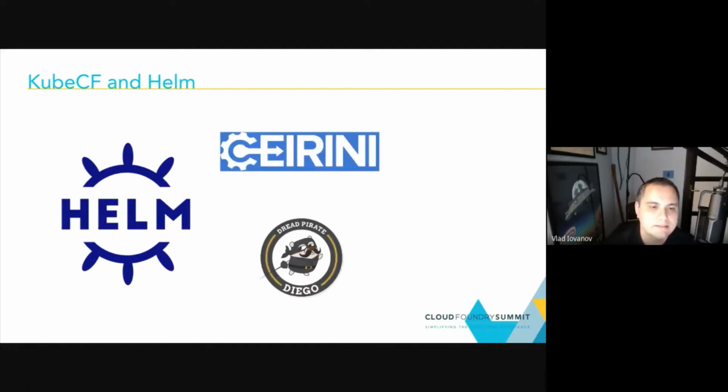Another thing that makes KubeCF special is the fact that you can deploy either with Eirini or Diego. Diego is the old container scheduler that came built into Cloud Foundry, and Eirini is the new component that bridges the gap between Cloud Foundry and Kubernetes and allows you to deploy applications directly on Kubernetes.